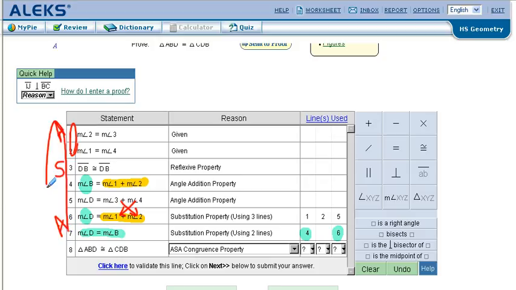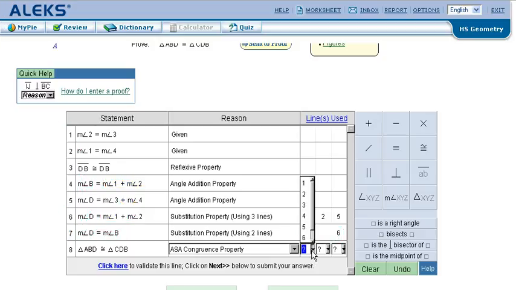Therefore, the triangles are congruent by angle, side, angle, and the steps would be step 1, step 3, and step 7.